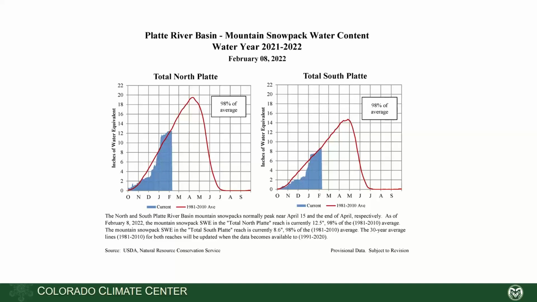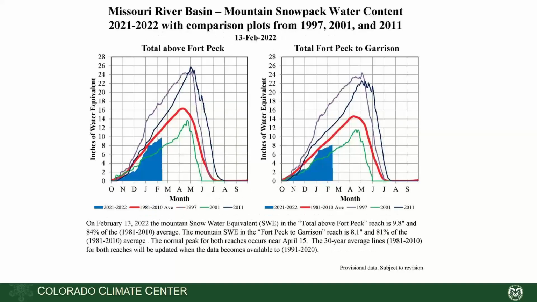If we were to continue, you'll also notice from the title that these graphics are a little bit old. If we were to continue this out through the middle of the month, we'd see that the South Platte is right about average. The North Platte is just a little bit below average. And then this is a little bit further north within the Missouri Basin, looking at both total snowpack above Fort Peck and then snowpack from Fort Peck to Fort Garrison.